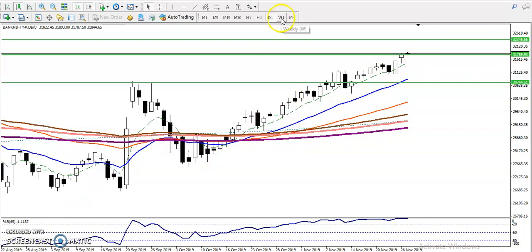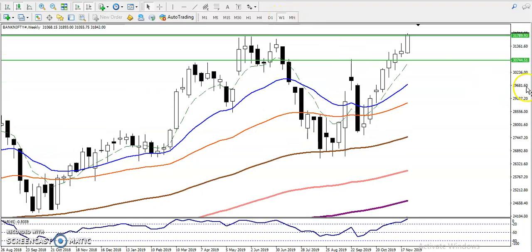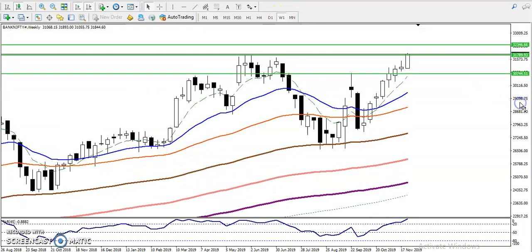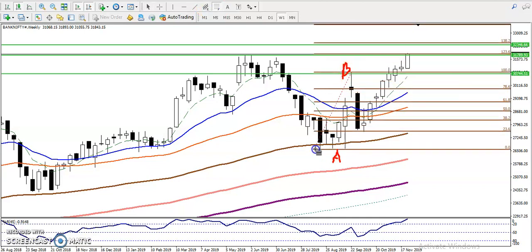Now let's see the weekly chart here. On this weekly chart, we're going to use Fibonacci. In that case, we must find an A point and a B point. We don't want a C point. All right, is it clear? We need extension. We don't want retracement. So in that case, I want to use A point and B point.